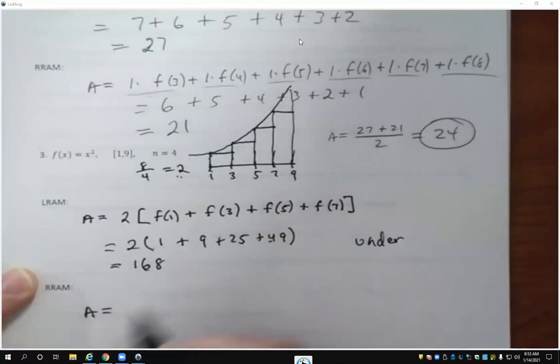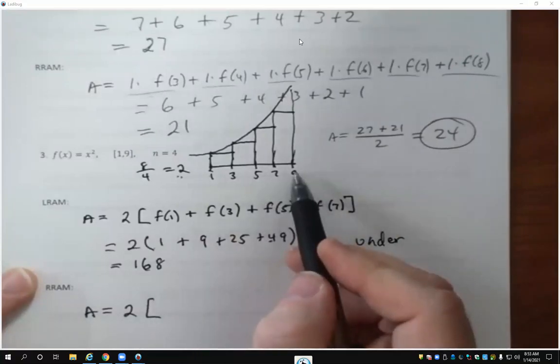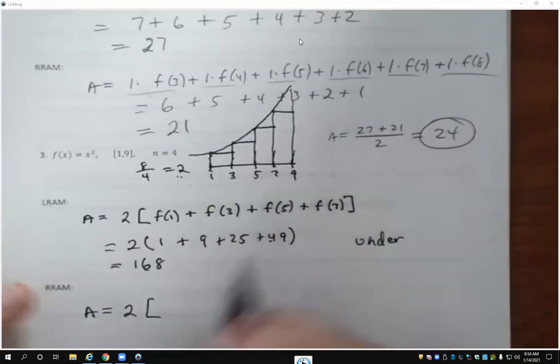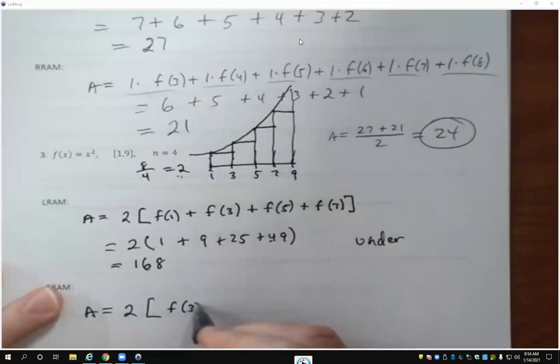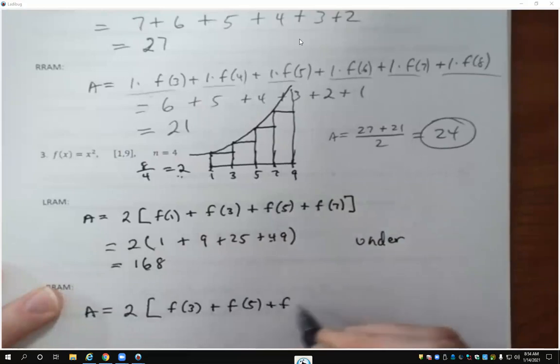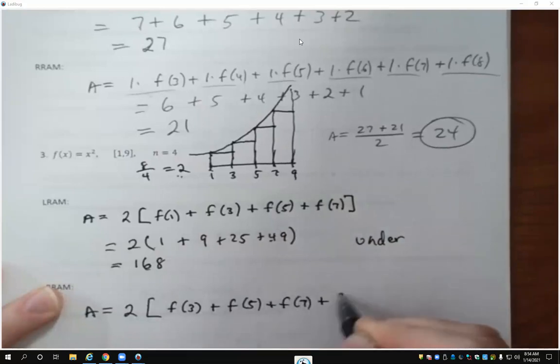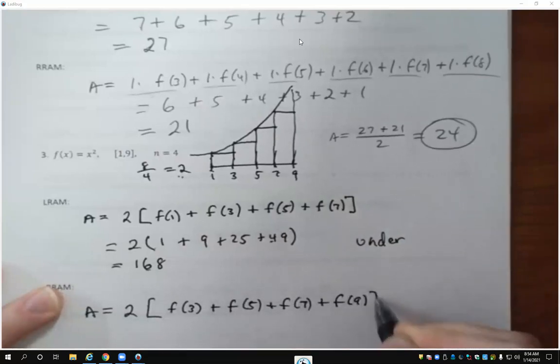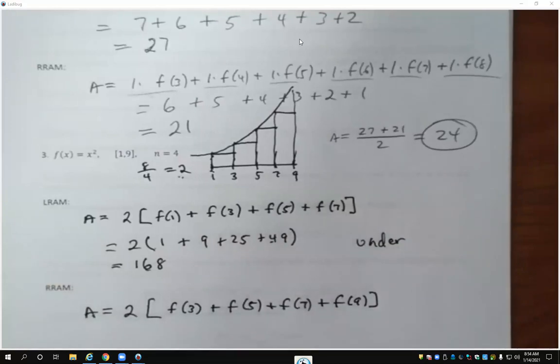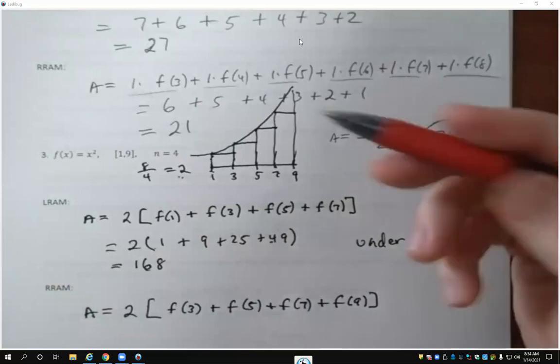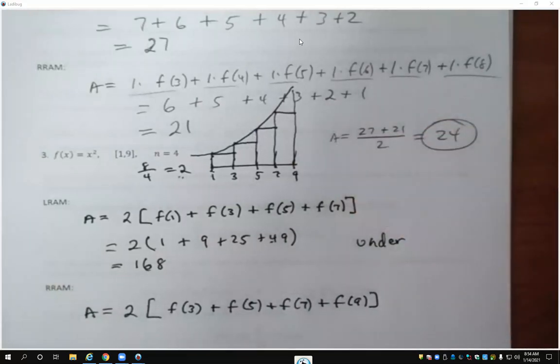All right, now for RRAM, the base is still 2, but now we're starting on the right and we're doing 9, 7, 5, and 3. So we're doing f of 3 plus f of 5 plus f of 7 plus f of 9. And after you write that down, I'm going to draw this picture going this way this time. I'll try and do it in red, and hopefully you can see that.